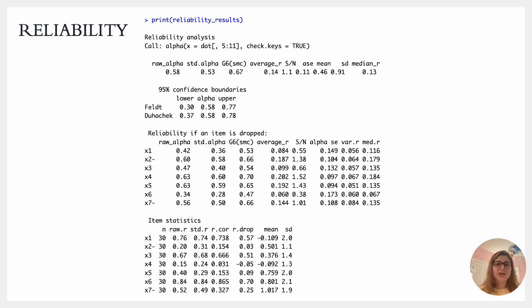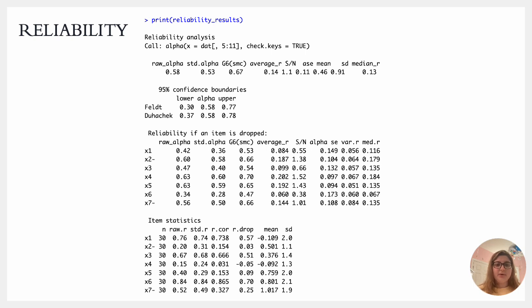So with a value of 0.11, that's pretty good. And then taking a look at the mean and the standard deviation, we have a mean of 0.46 and a standard deviation of 0.91. And then we have our little table of the 95% confidence boundaries, and this is to help us get a sense of the uncertainty around the alpha coefficient, and we can take a look at the lower and upper bounds of that Cronbach alpha.